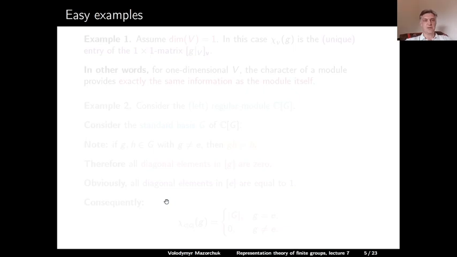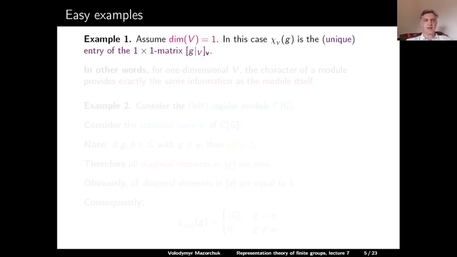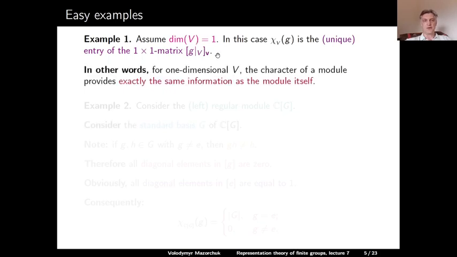Here are some easy examples. Example 1. Assume that the dimension of V is equal to 1. Then the value of the character of V at an element g coincides with the unique entry of the 1 times 1 matrix, which describes the action of g on V. In other words, for the one-dimensional G-module V, the character is exactly the same information as the module structure.